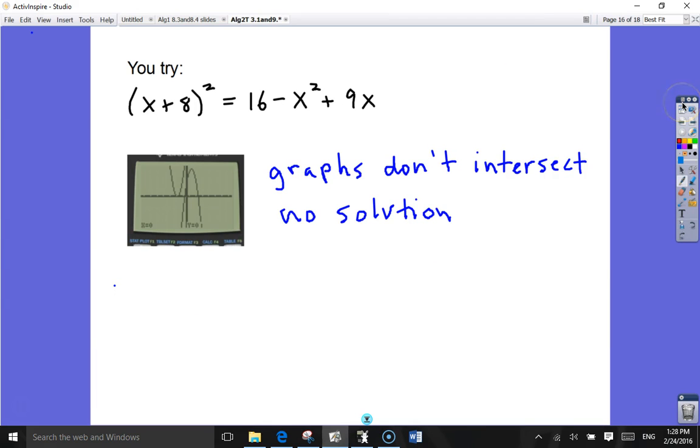Okay, try this one. Just put it in. See if you can reproduce the graph.